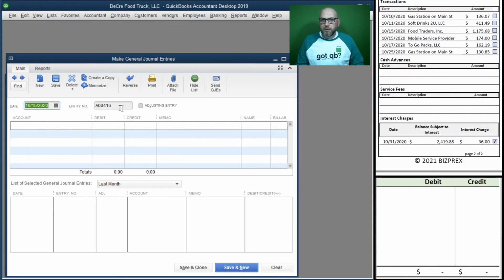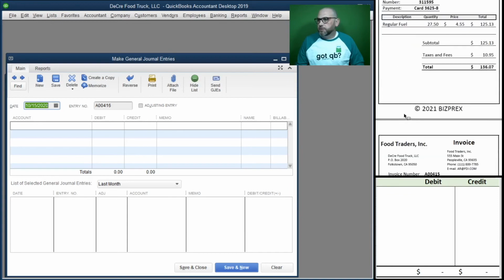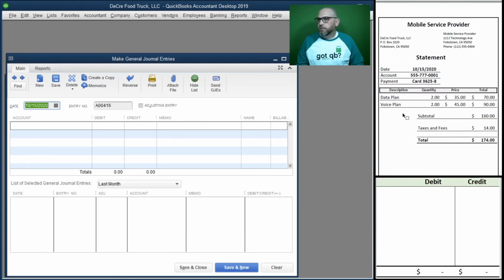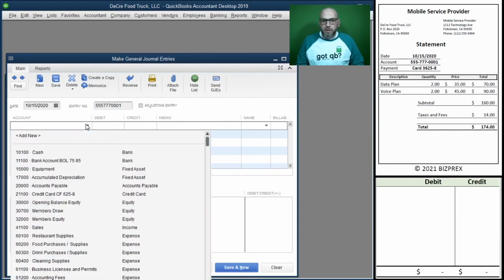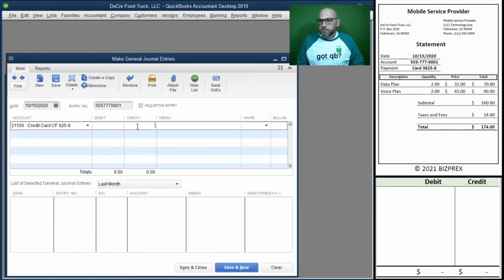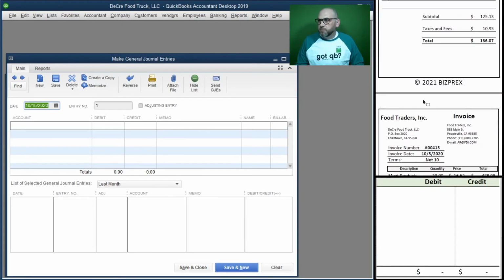All right, next one is our cell phone. All right, that's good. Do we have the receipt for that one? Here it is, right? So let's enter it. All right, again, we're paying with a credit card, so the debt goes up. And our telephone expense goes up as well, right? It's debited and that is credited. All right, so save and new.